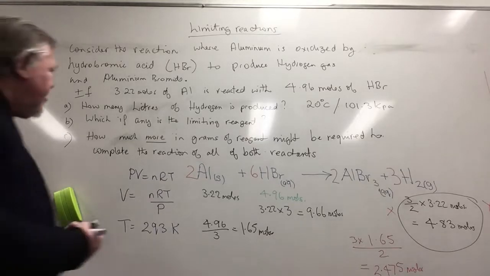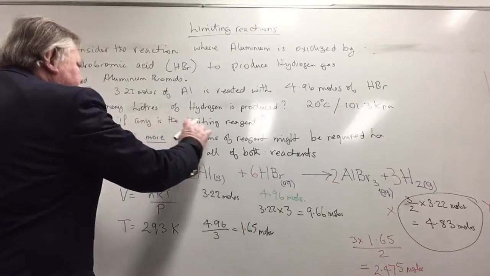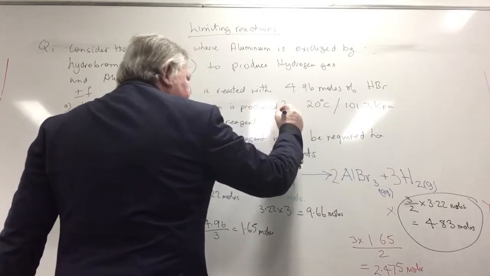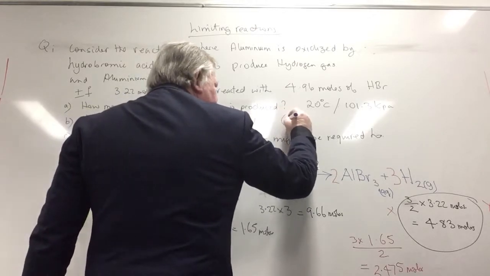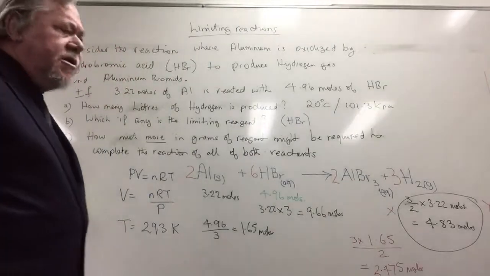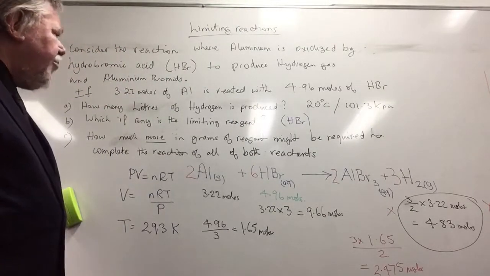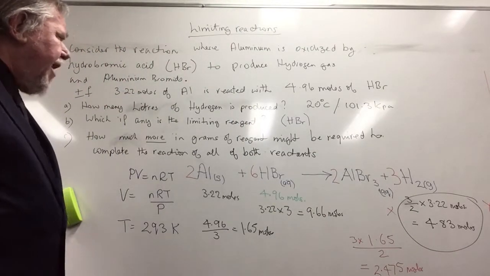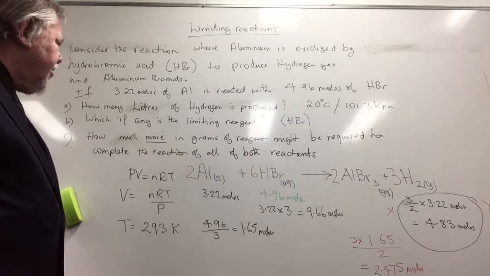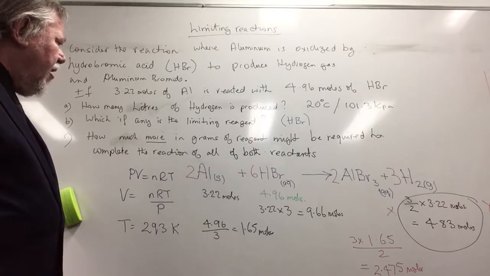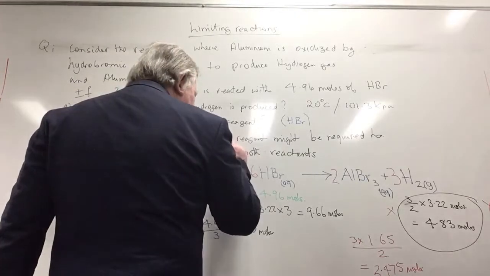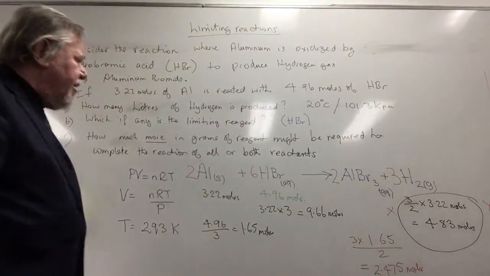I'll just fill this in. It says which, if any, is the limiting reagent. We've agreed that the limiting reagent is HBr, hydrobromic acid. Then we've got to work out how much more in grams of reactants might be required to complete the reaction of all, this should say, or both reactants.